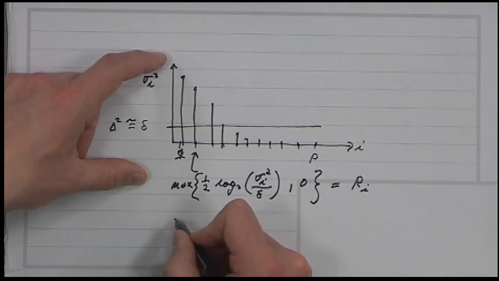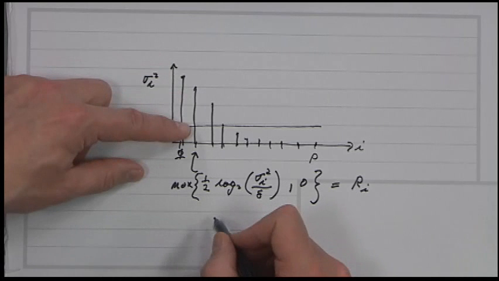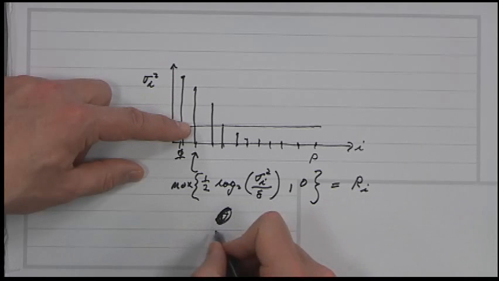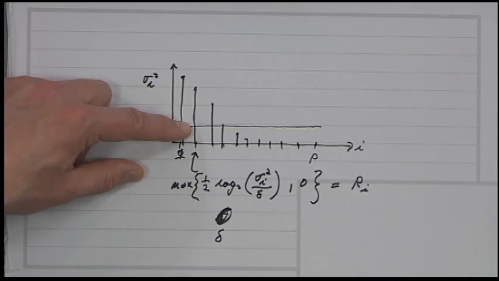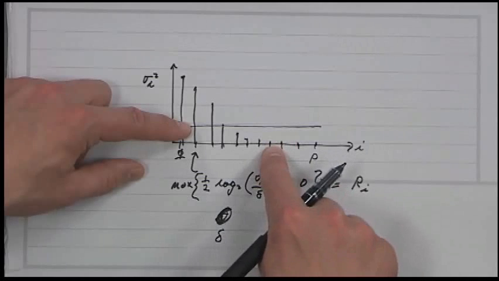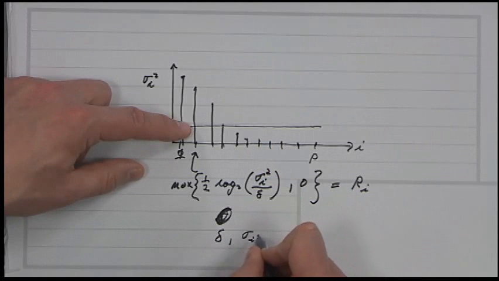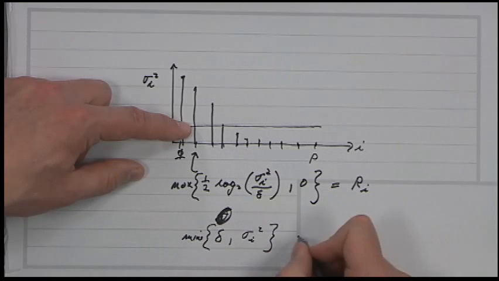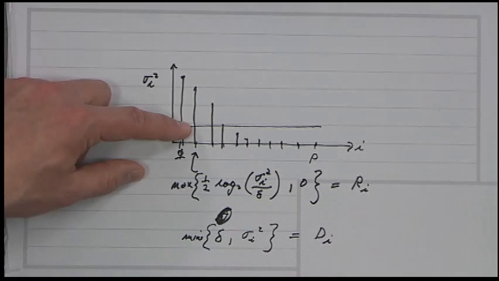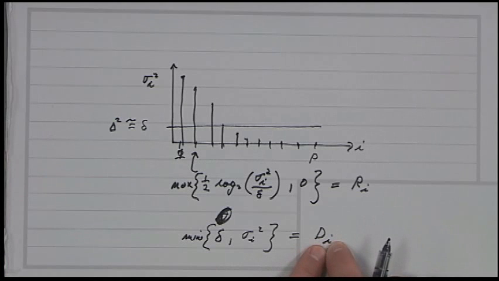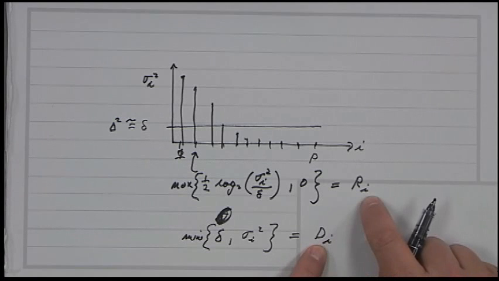The distortion is going to be, well, it'll either be delta, I screwed that up. It'll either be delta, but if delta is larger than sigma, I just accept the distortion of sending nothing, so it's going to be sigma I squared in that case. So it'll be the minimum of those two. Whichever one is smaller, that's what the distortion is going to be. That'll be D I. And now the total distortion is the sum of all these individual distortions, and the total rate is the sum of all those rates.